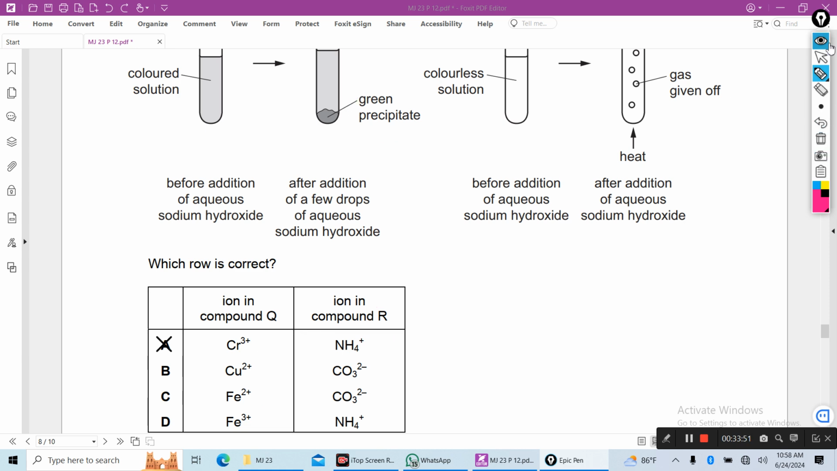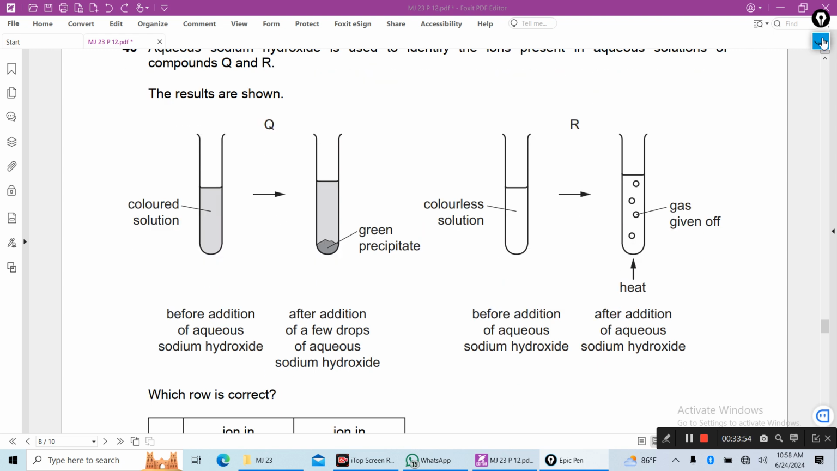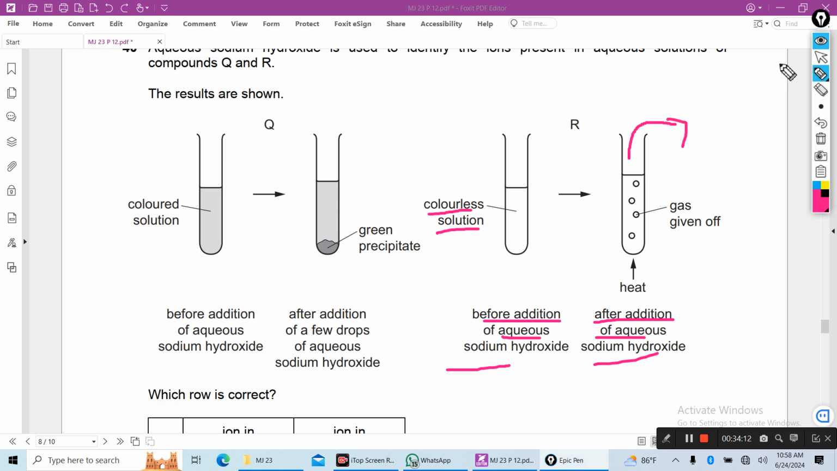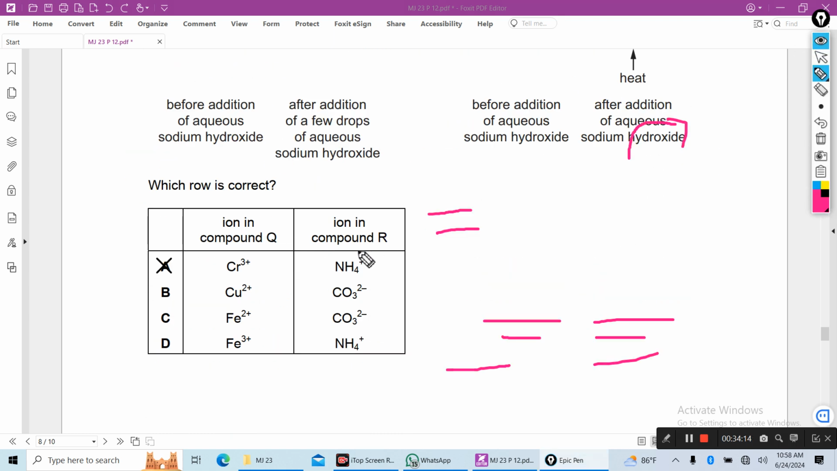ammonium ion. Why? You see a colorless solution has no color, so not a transition metal, before addition of aqueous sodium hydroxide, and after addition of aqueous sodium hydroxide, if you give heat, a gas is given off. So if you take any ammonium compound, say ammonium chloride, and add sodium hydroxide and gently warm, you will get ammonia gas.